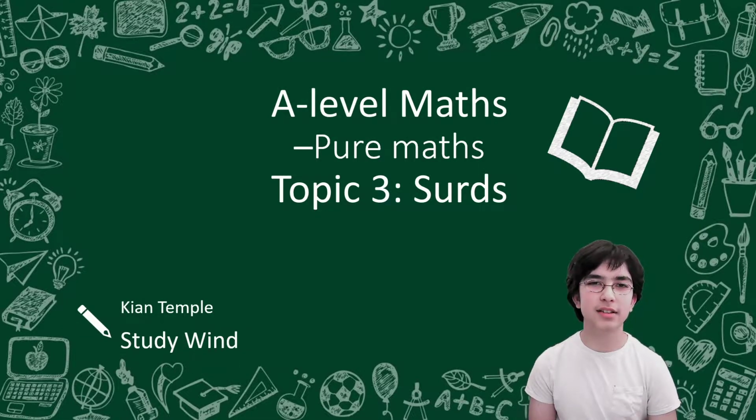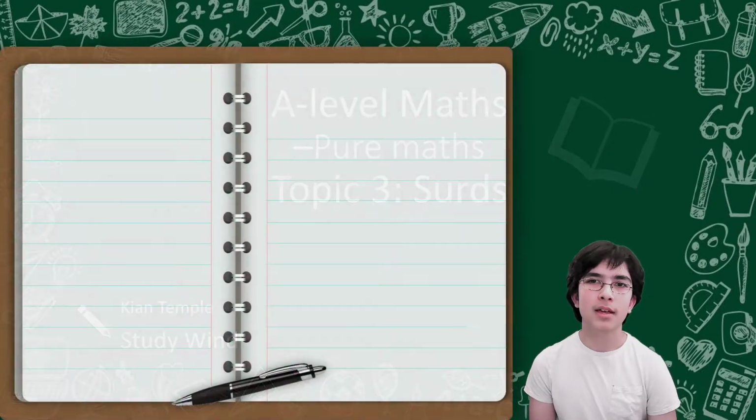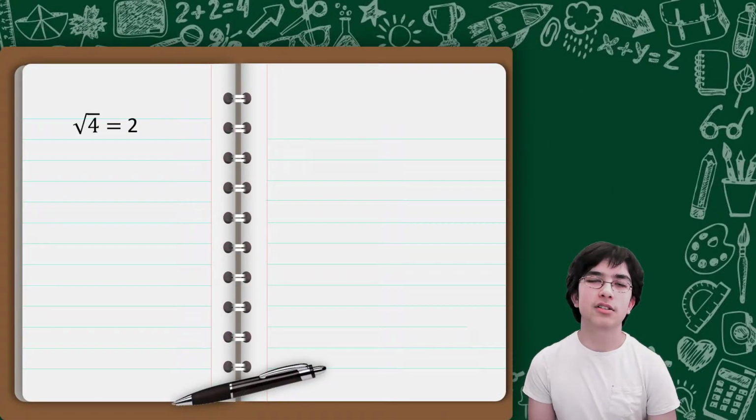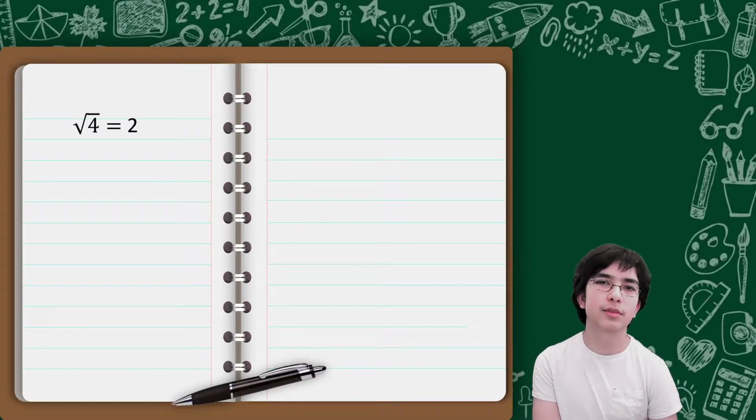Today we will be studying surds. So a surd is an irrational square root. This is an example of a rational square root: the square root of 4. The answer is 2, and it has a finite number of decimal places, in this case 0.